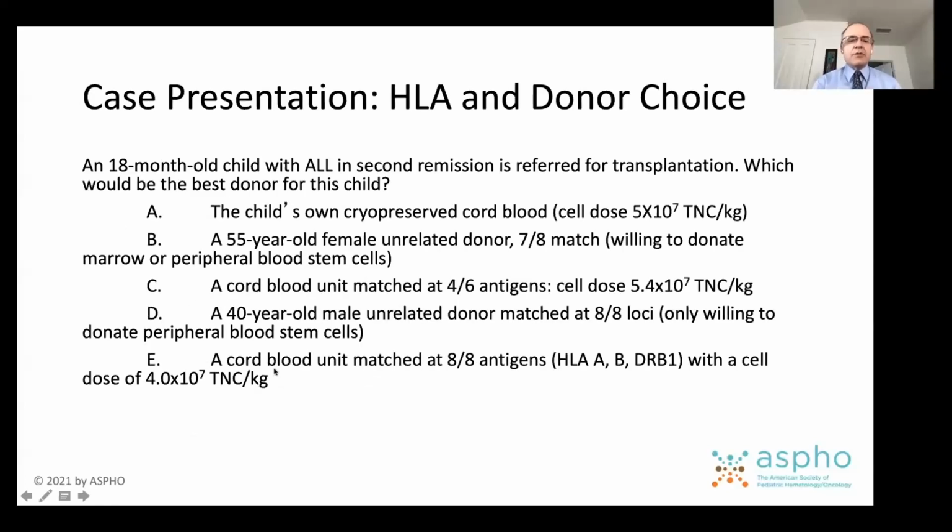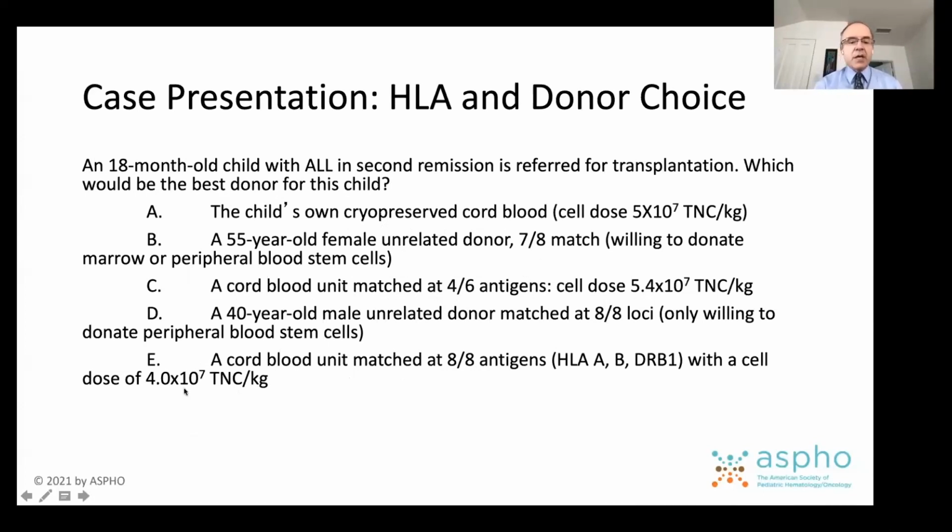Let's give you a case presentation. So you have an 18-month-old child, ALL in second remission. Which would be the best donor for this child? Do you want their cryopreserved cord, an older female who's a 7 of 8 match, a cord blood mismatched at 4 of 6 with this cell dose, an unrelated that's 8 of 8 but only willing to give PBSC, or a cord blood that's fully matched with that cell dose?